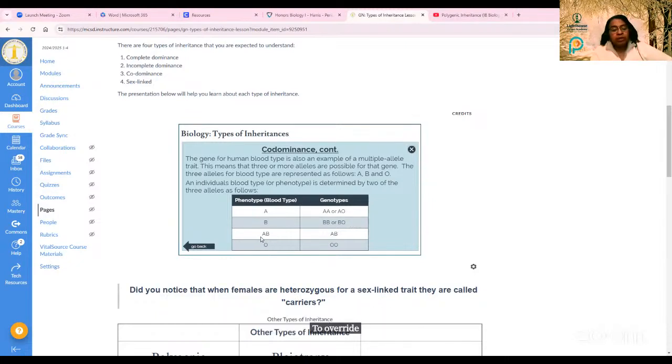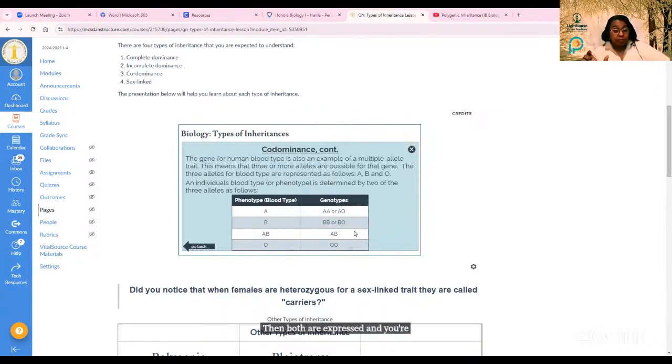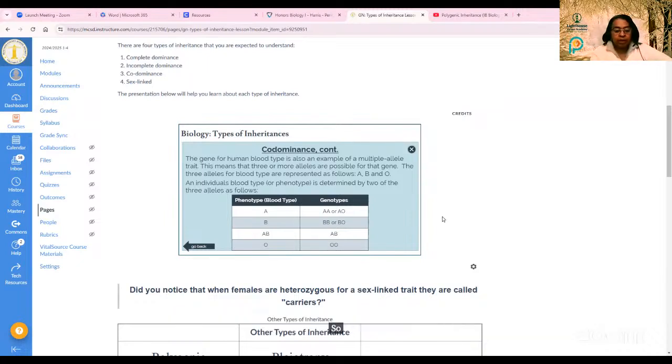Now, this is where we get the codominance. If you have A on one chromosome and B on the other chromosome, then both are expressed and your blood type, or the genotype, is AB. It's not one or the other. They're both sharing the dominance. And type O, you have no other choice but to be O because there is an absence of that protein on either chromosome. So that's how you have to look at that.